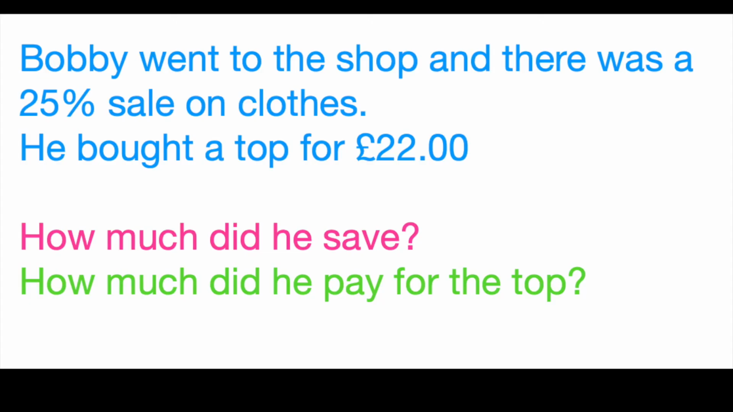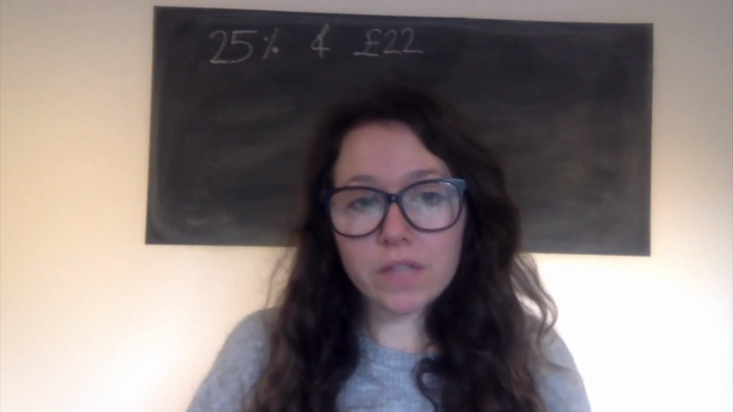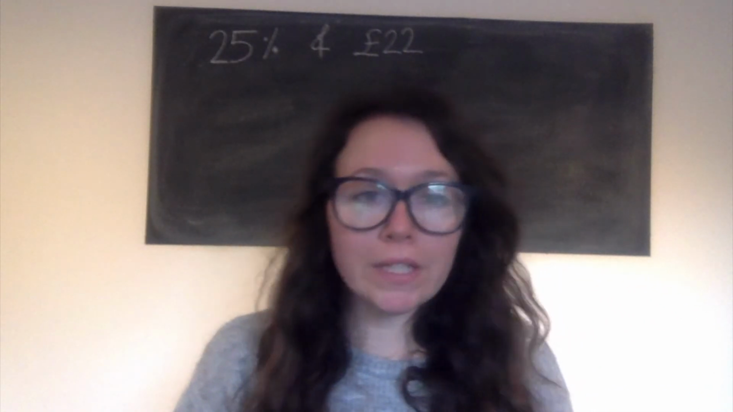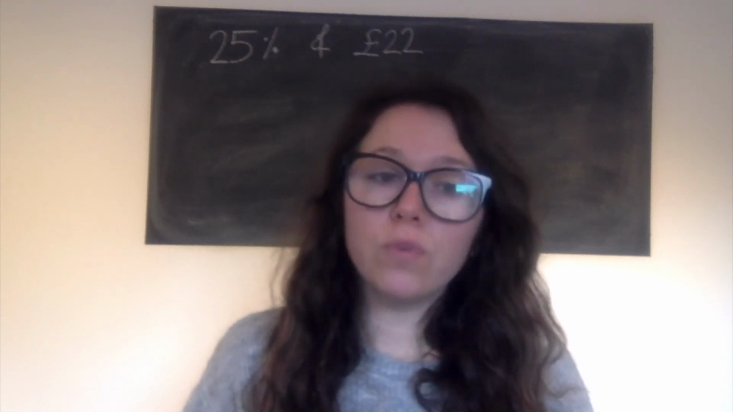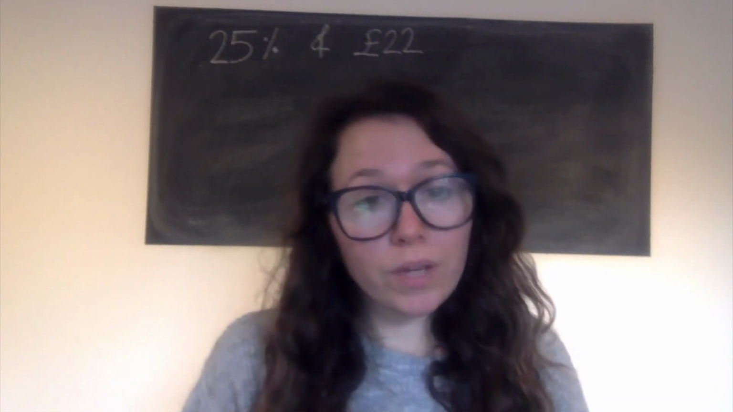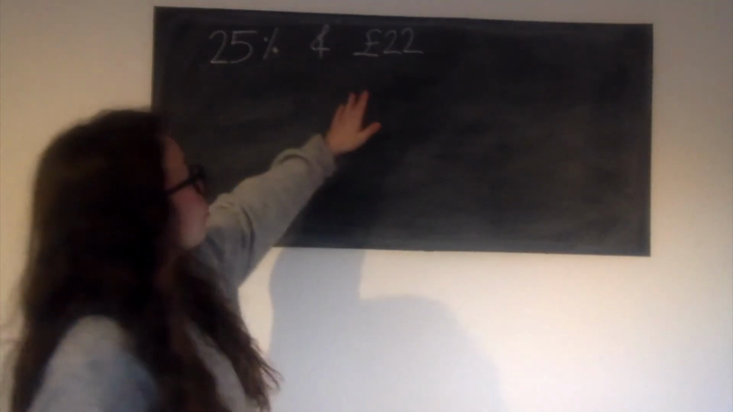Your last activity is a word problem, so I want you to pause the video, do your working out on paper, and then we'll go through the answer together. So Bobby went to the shop and he bought a t-shirt for £22, but there was 25% sale on that. So first of all, we want to know how much did he save. So we're finding out 25% of £22.